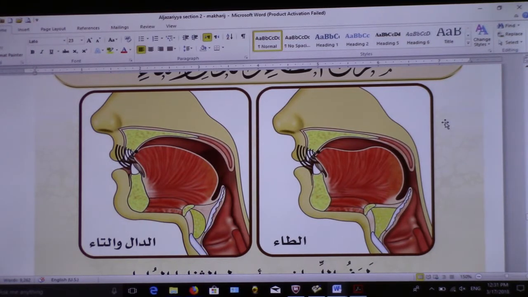So, two things make the letter heavy, not only one thing. Not only the back part of the tongue being raised. No, that's not enough, because we have the waw. In the waw, the back part of the tongue is raised, but it's not curved. This is why the waw is light. So, two things make the letter heavy: the tongue is curved from the middle and the back part is raised.